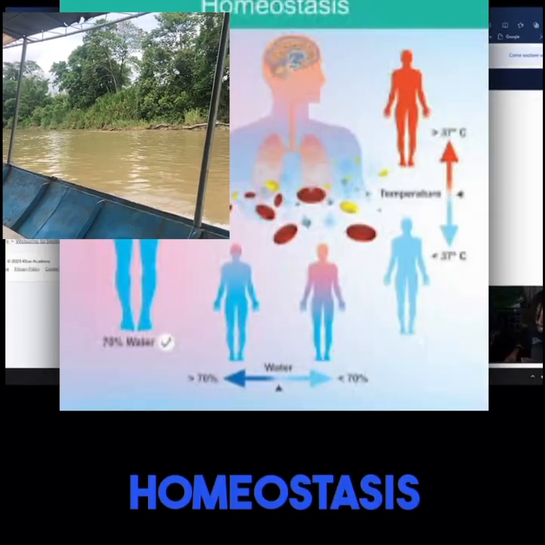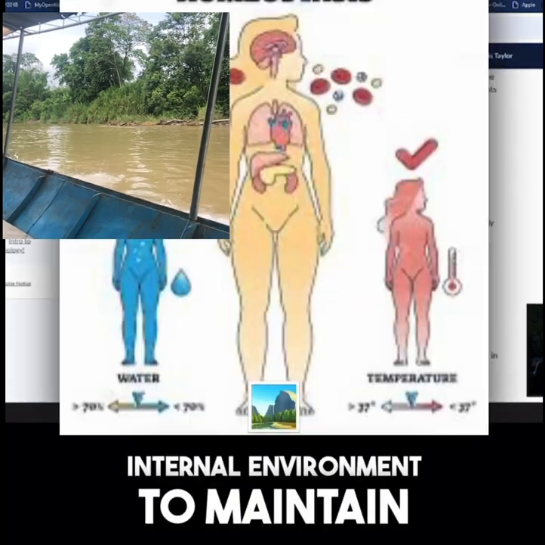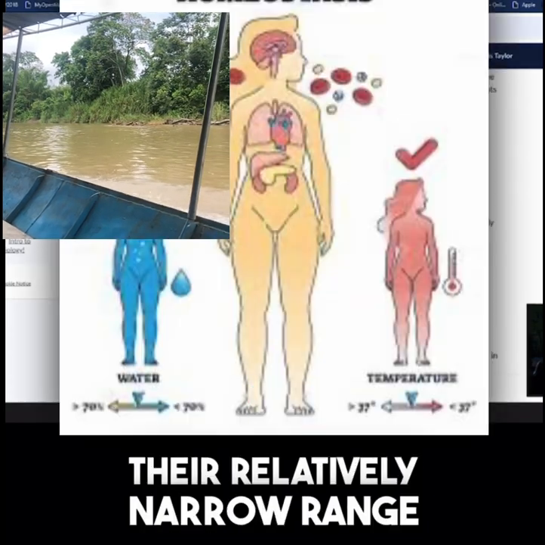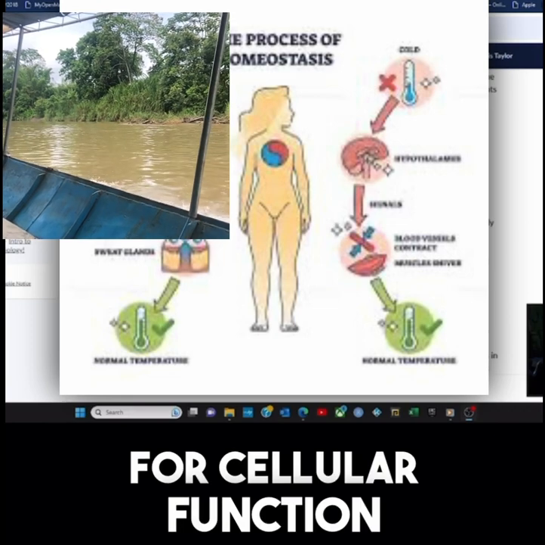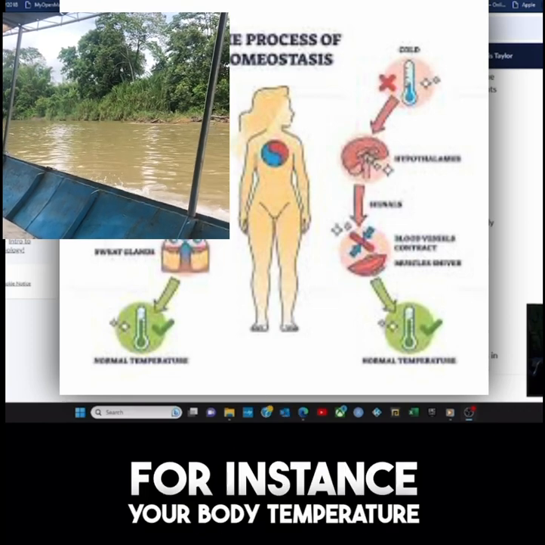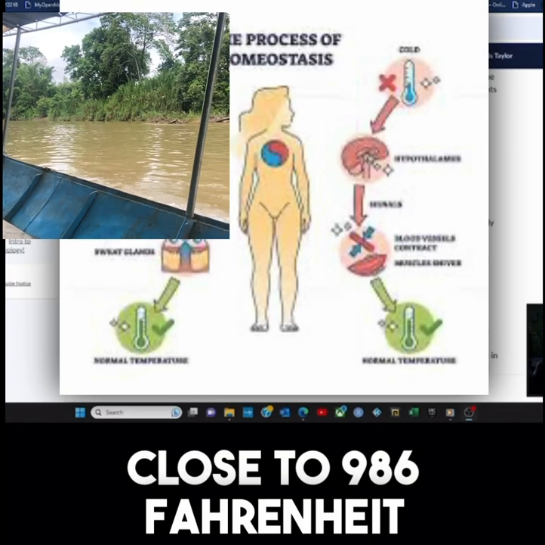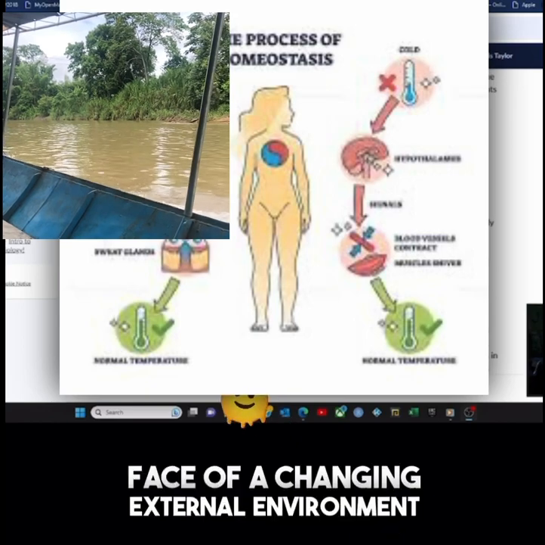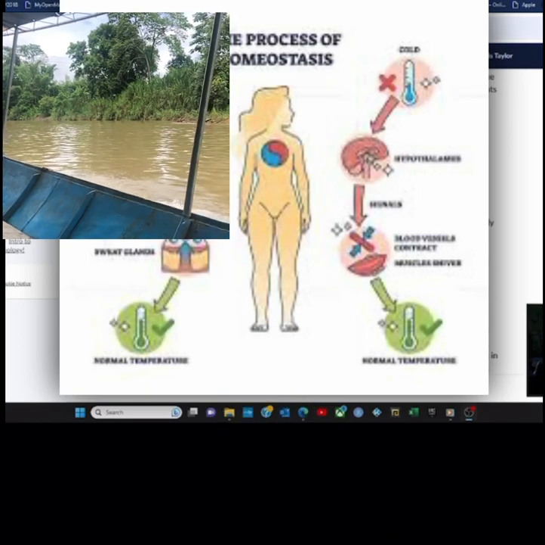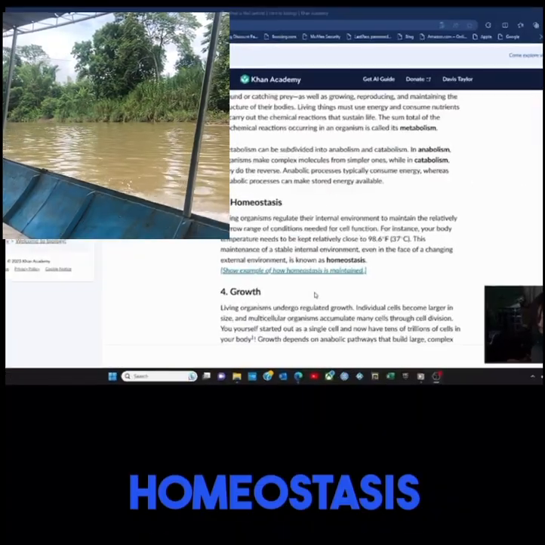Third is homeostasis. It must be able to do homeostasis. Living organisms regulate their internal environment to maintain their relatively narrow range of conditions needed for cellular function. For instance, your body temperature needs to be kept relatively close to 98.6 Fahrenheit. This maintains a stable internal environment, even in the face of a changing external environment. So as long as your body is able to keep its cool inside, that is homeostasis.